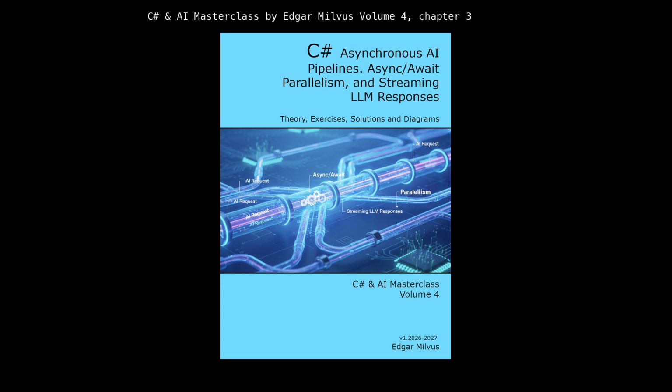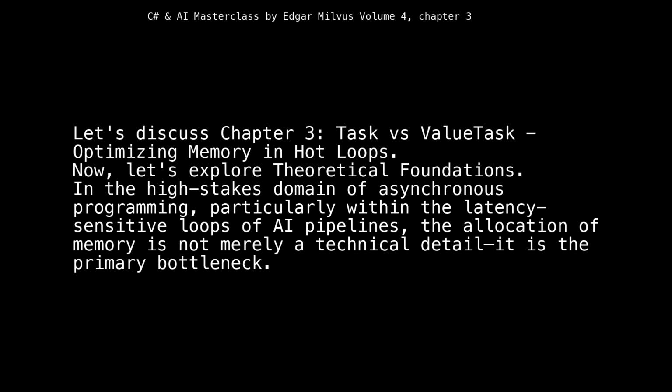C# and AI Masterclass by Edgar Milvis, Volume 4, Chapter 3. Let's discuss Chapter 3, Task versus ValueTask: Optimizing Memory in Hot Loops.